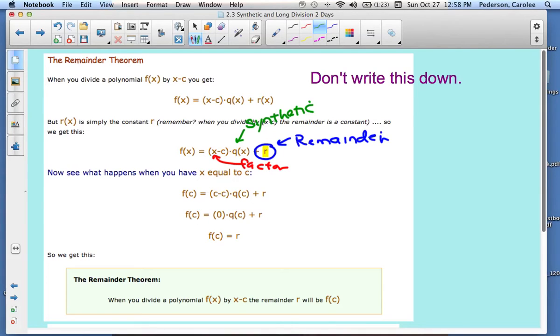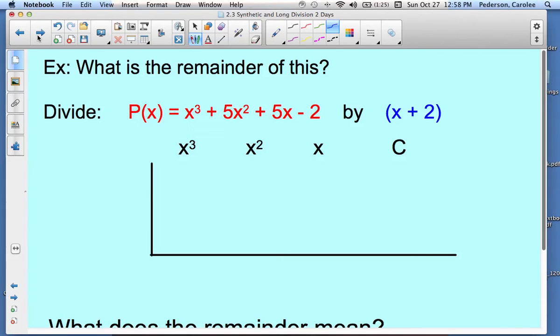When you evaluate the function for its remainder, so this would be our c, you get a point on the graph. We'll show you that with the example. So again, you didn't have to write this down. I just wanted to talk through it a little bit, the remainder theorem.